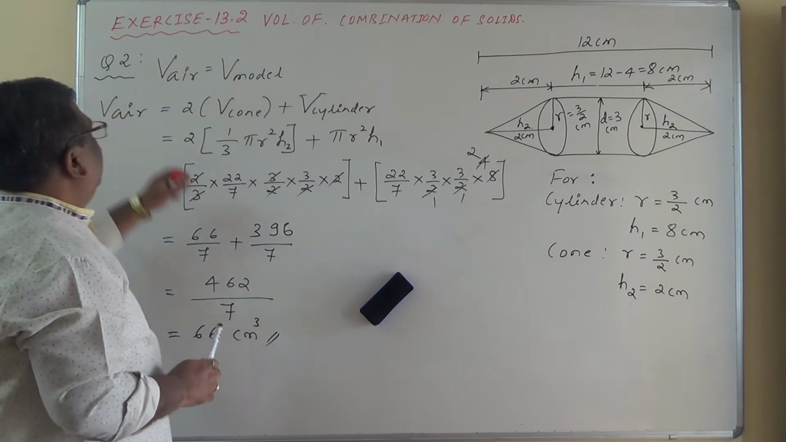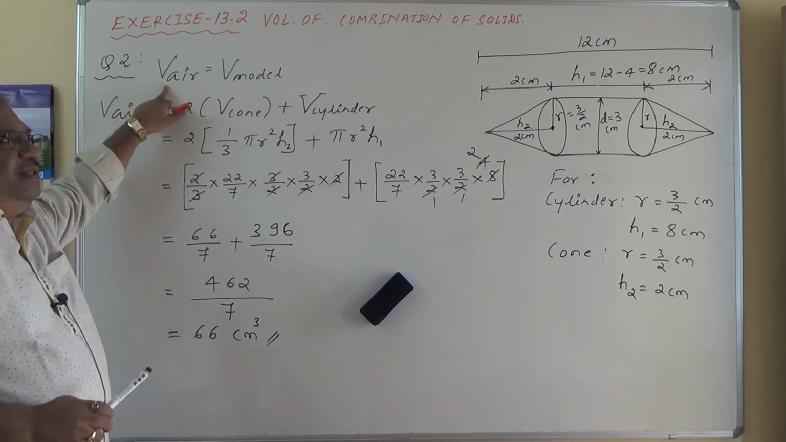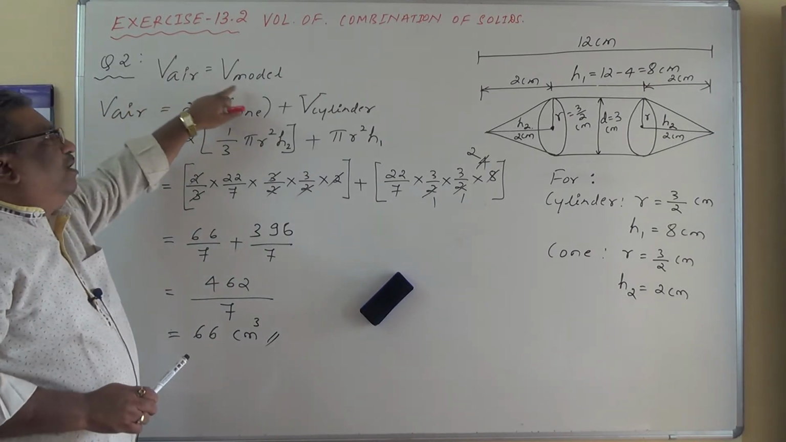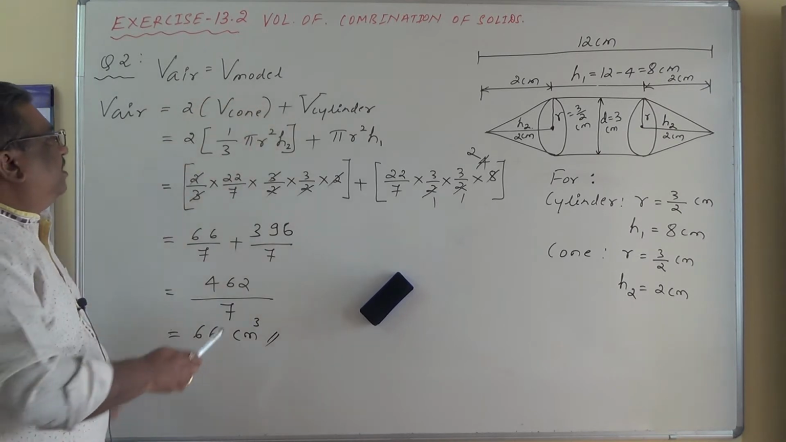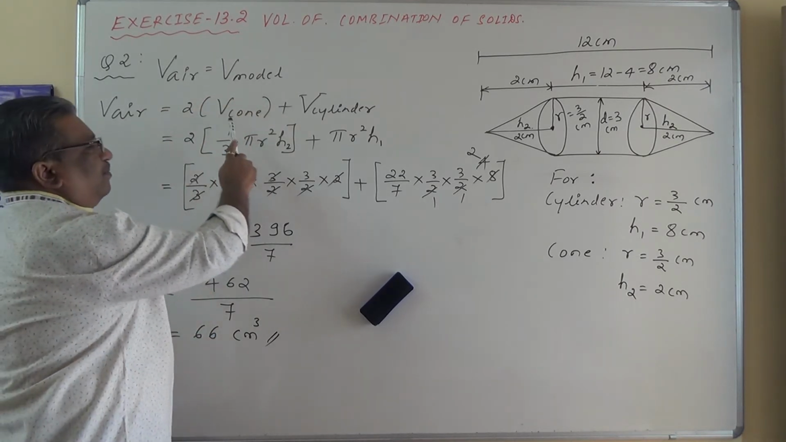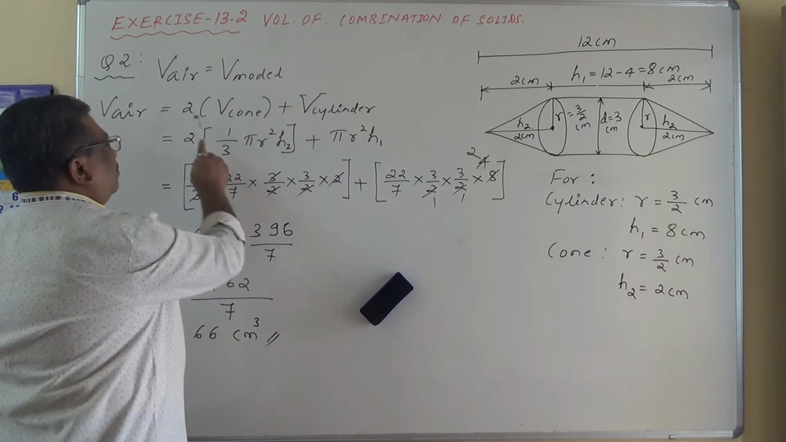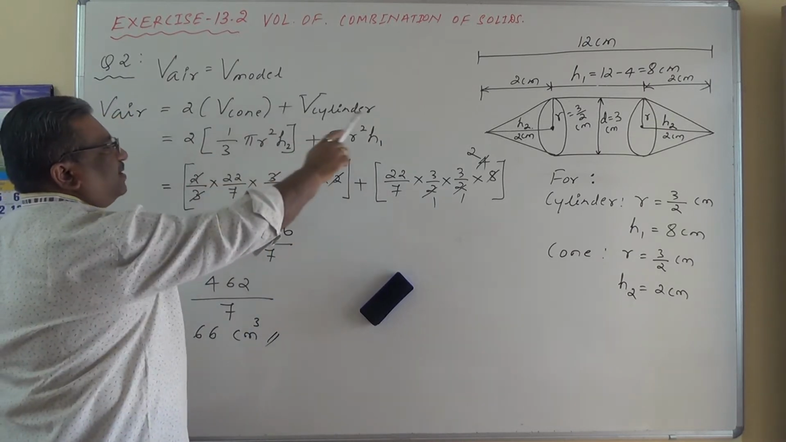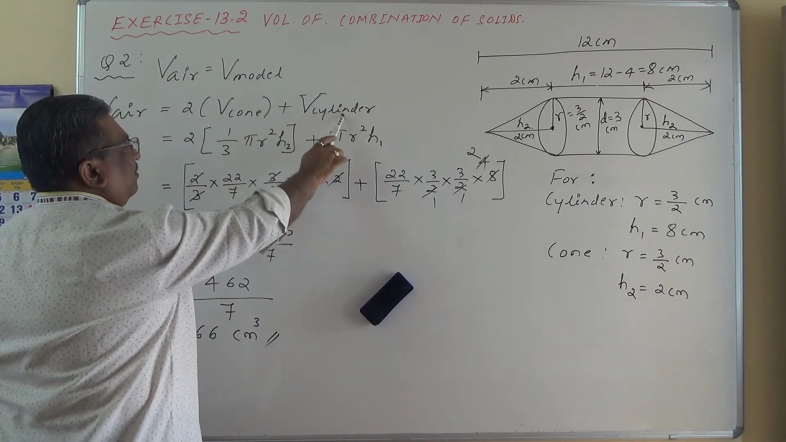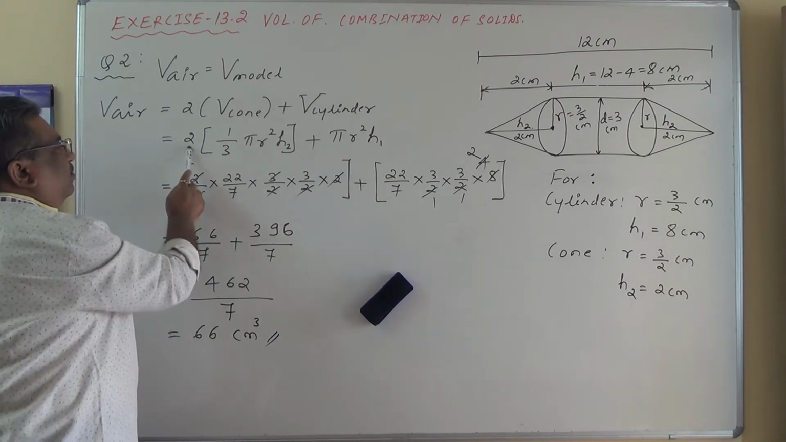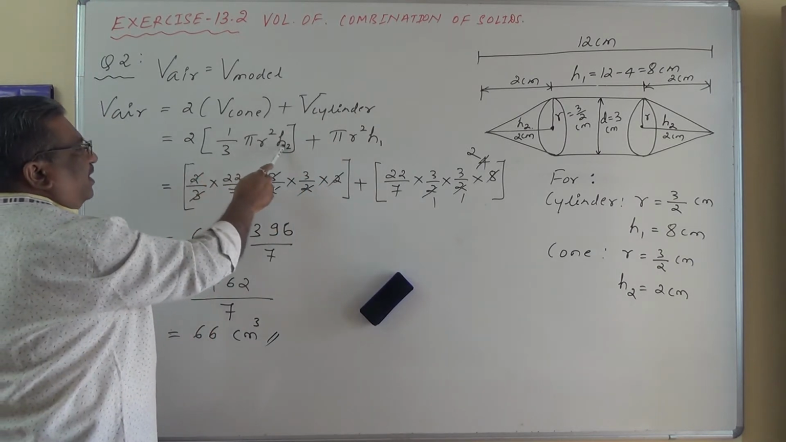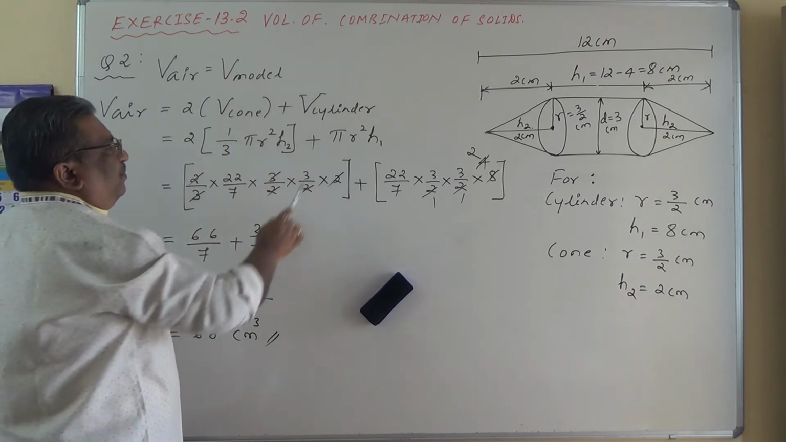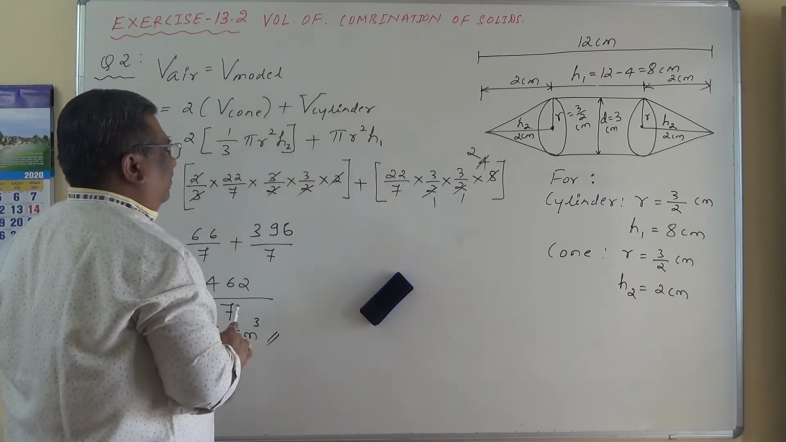Now, the volume of air contained in the model is equal to the volume of the model, which is 2 times the volumes of the conical ends which are attached, so 2 times the volume of the cone plus the volume of the central cylindrical portion, that is the volume of the cylinder. So 2 times 1/3 pi r square h2 is the volume of the cones, and pi r square h1 for the cylinder.